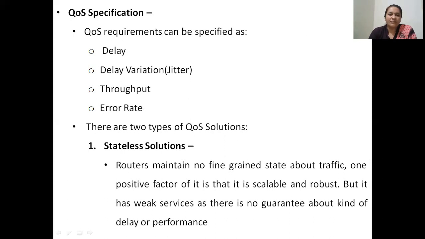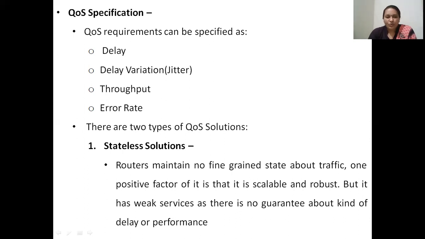The four main QoS requirements are delay, and delay variation, which we call jitter, where audio and video are not syncing, and throughput, the total turnaround time it is taking for a data transmission, and error rate. So we want less delay, less jitter, less error rate, and high throughput generally. So to ensure these, we need QoS.